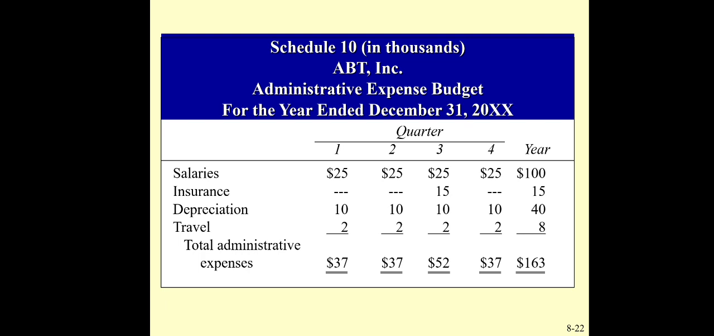In this sample budget, the depreciation expense for admin purposes is 10,000 every quarter, and travel expense is expected to be 2,000 every quarter. So you can see the total for quarter 1 is $37,000. Quarter 2 $37,000. Quarter 3 $52,000. Quarter 4 $37,000. Total for the year is $163,000.